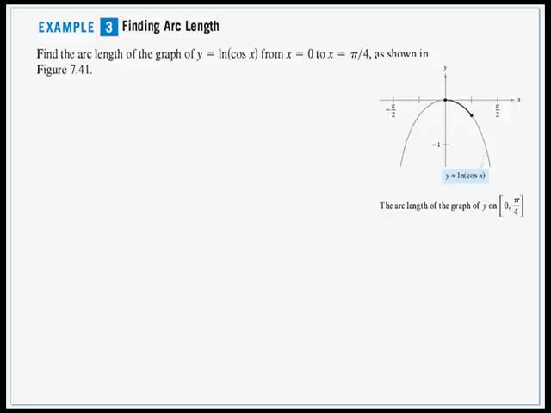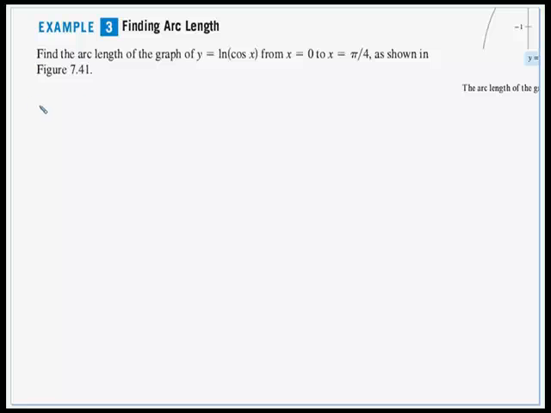Example 3. More arc length. This time we're going to have a little more fun with a natural log of a cosine function, natural log of the cos of x. Find the arc length of the graph of y equals the natural log of the cos of x from 0 to 1/4 pi, as shown in the figure. So we're starting at the origin, going to an x value of 1/4 pi. How long is that piece of the function?